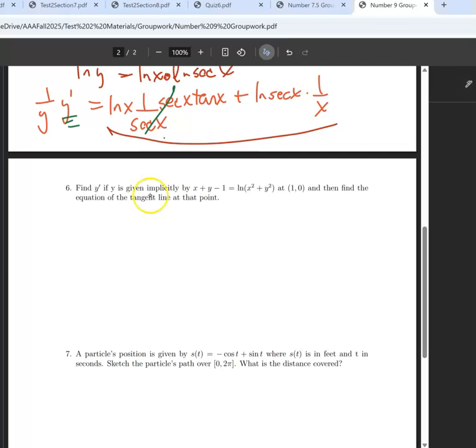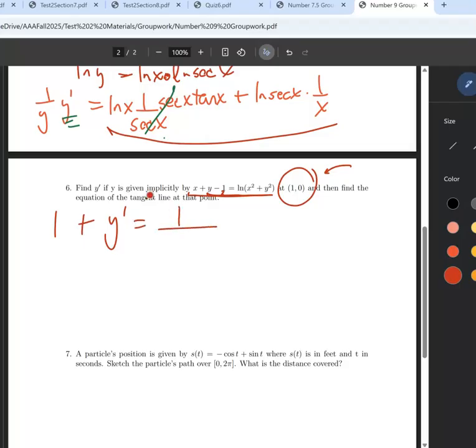Implicit differentiation. So you know that means anytime I see a y, it's a function inside. This is nice because as soon as I take the derivative, I get to plug those numbers in. Derivative of x is 1. Derivative of y is y prime. The derivative of negative 1 is 0. Equal 1 over x squared plus y squared. Derivative of ln of stuff is 1 over stuff times the derivative of stuff.